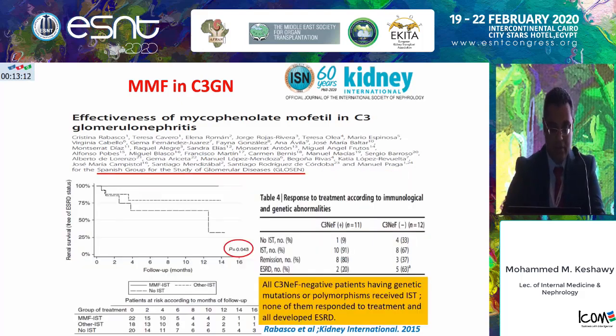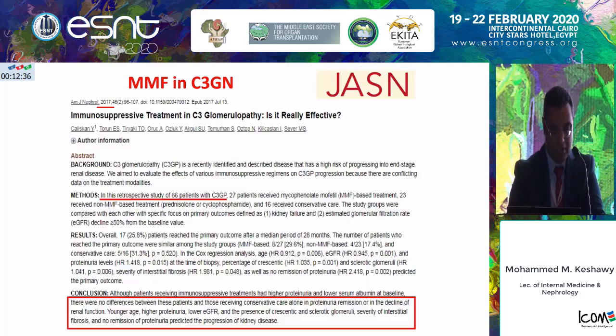In the same study, survival for patients censored for end-stage renal disease was better in patients receiving immunosuppressive treatment, and the better response occurs with MMF. And we looked for seropositivity for C3NF. It didn't differ in response between those who are C3 nephritic factor positive and negative. What is highlighted in this study is that all patients who had a genetic mutation or polymorphism received immunosuppressive treatment. None of them responded to treatment, and all developed end-stage renal disease.